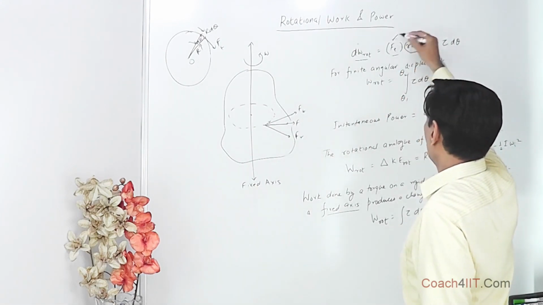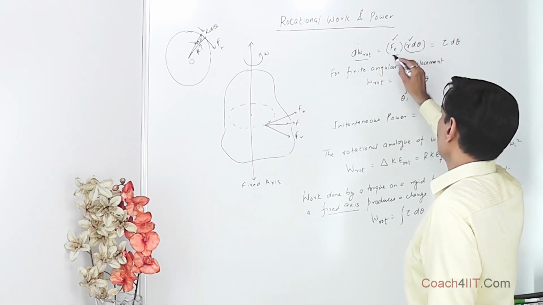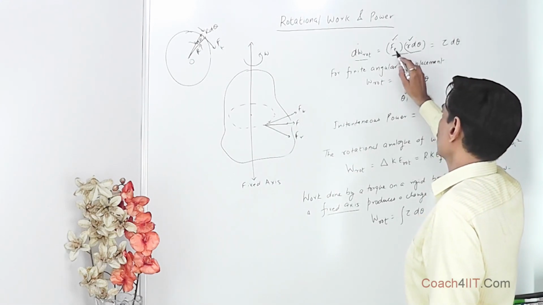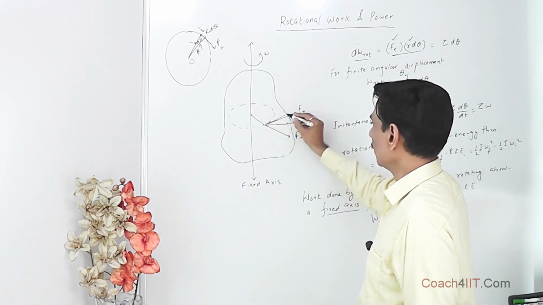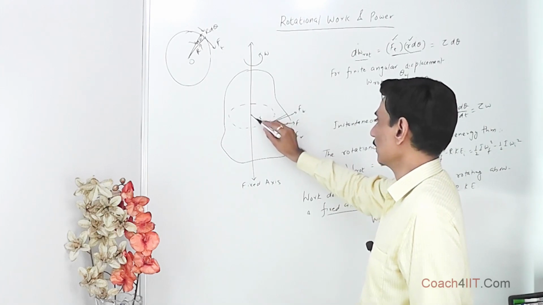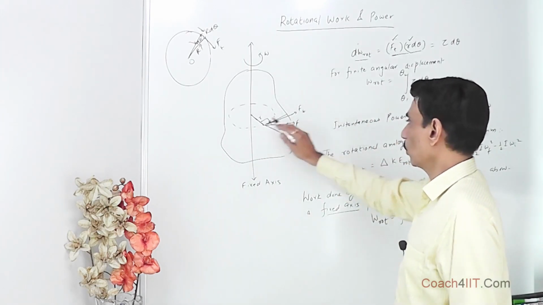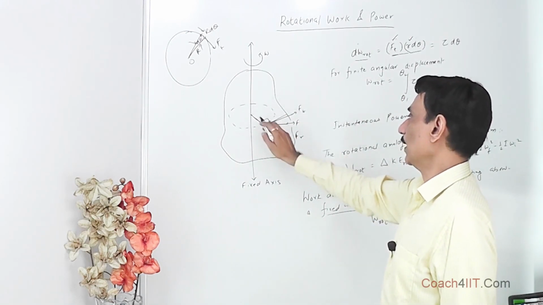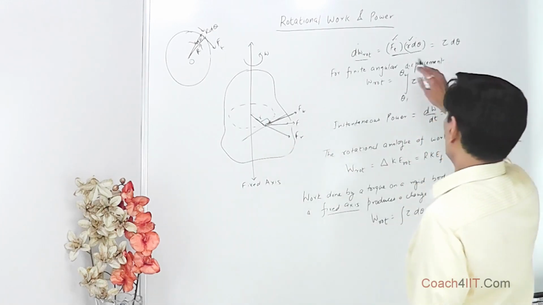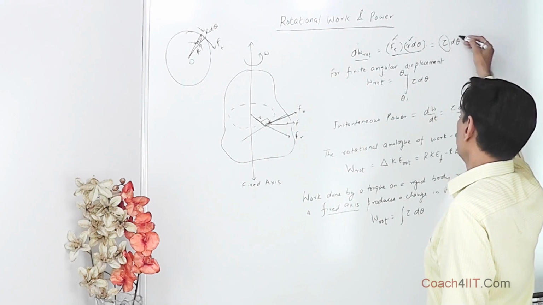Now, this force and distance, F into r: we know torque is force into the perpendicular distance between the line of force and the axis. The force is tangential and this is R about this axis, at an angle of 90 degrees. So the torque of this force about this axis is force into the perpendicular distance between the line of force and the axis of rotation, so Ft into R, which we can put as torque. So work is torque into d theta.